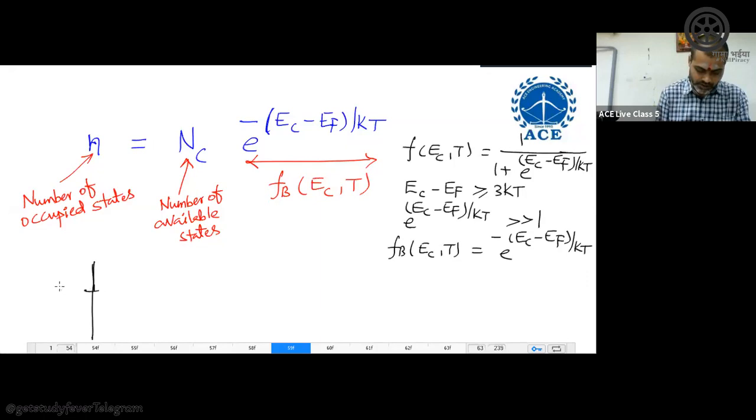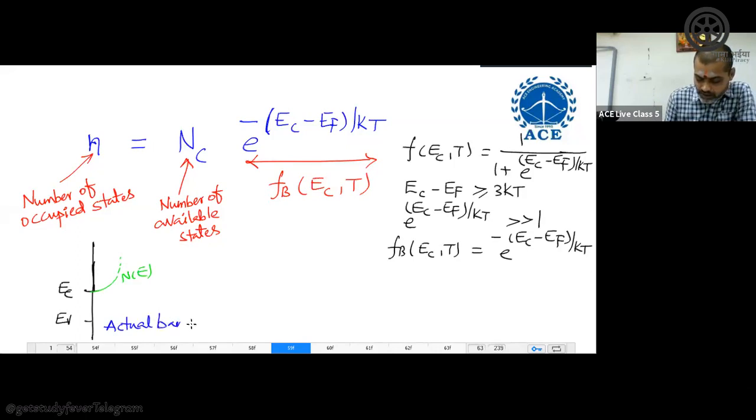So this is EC and this is EV. And N of E, how we have represented, something like this. This is N of E. Am I correct? So this is called the actual band picture. What we have drawn now is the actual band picture.